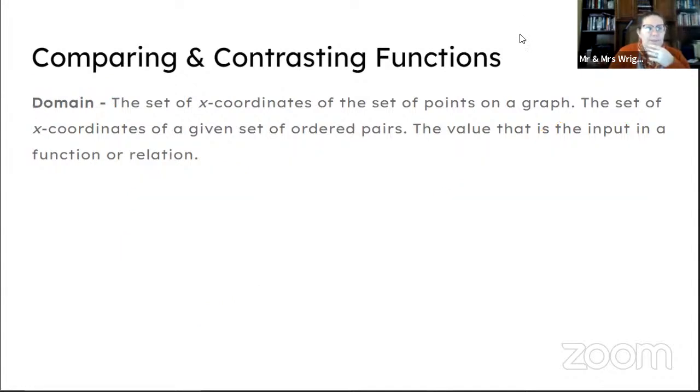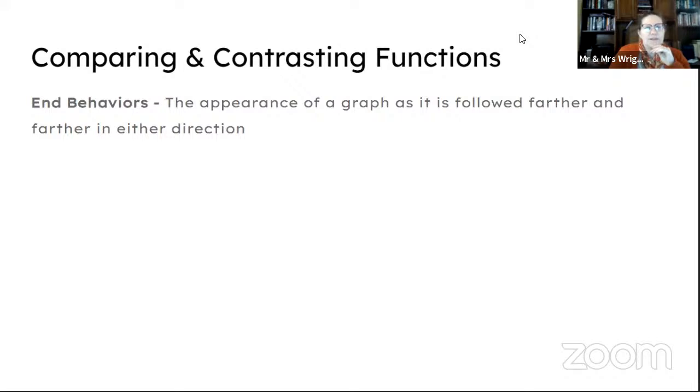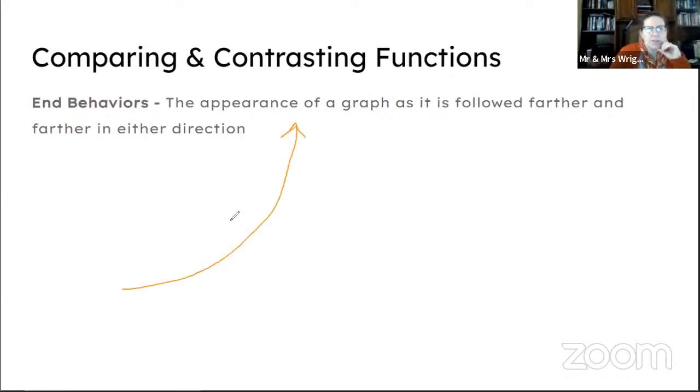So it's domain. End behavior. So the appearance of a graph as it is followed further and further in either direction. End behavior of this graph as x is approaching infinity. So as the graph is going in this direction, as x is going this way, what's happening to y? Y is approaching what? It's going upwards, right? It's approaching infinity. Now, if it had a stopping point, it would be approaching that stopping point and not infinity, but it's going on and on forever in that direction.